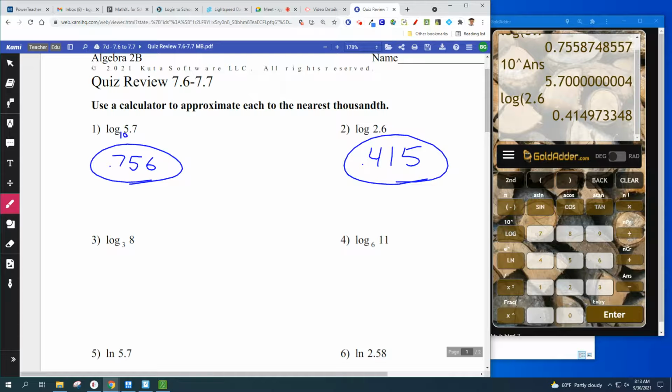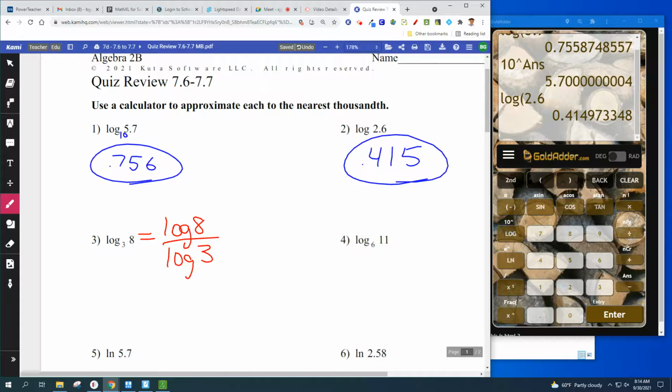number three is a lot harder because you don't have a base 3 button. The button you have on your calculator is log base 10. Number three is log base 3. And so this is going to be hard, but you're going to have to force yourself to remember the change of base formula. The change of base formula says let's take log 8 over log 3.